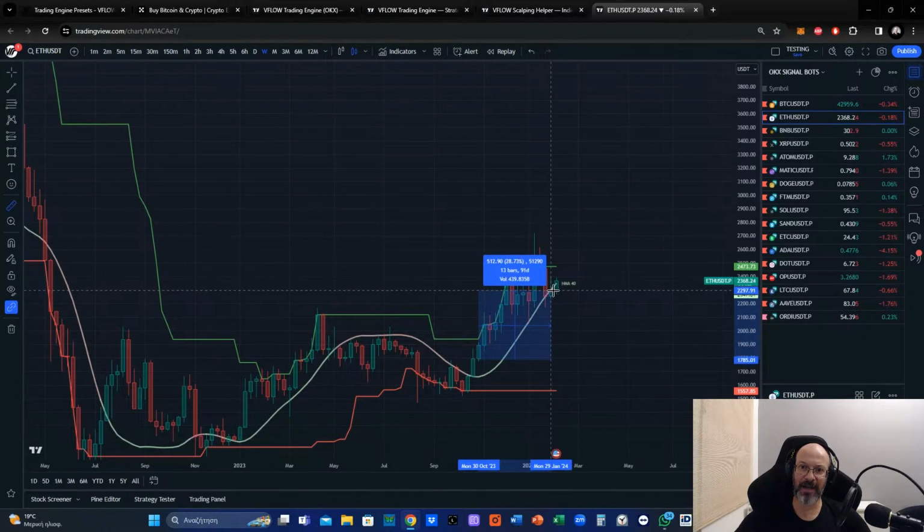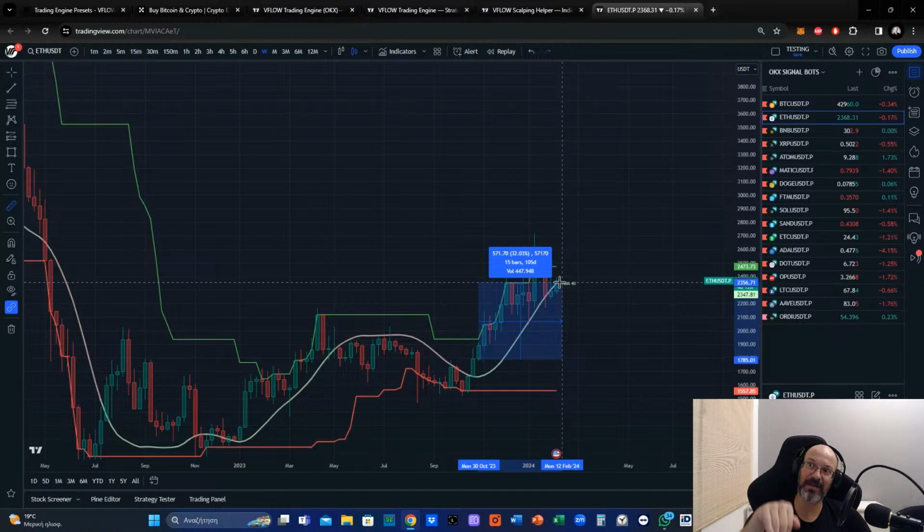And again, here, as you can see, we are now surpassing the HMA line. So we may re-enter long. This is quite bullish that we are seeing right now. We don't see that the HMA line is having an angle for a downtrend. It's still dynamically going up.